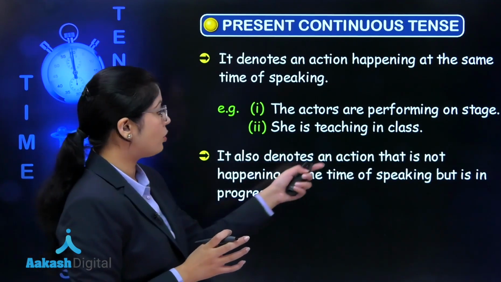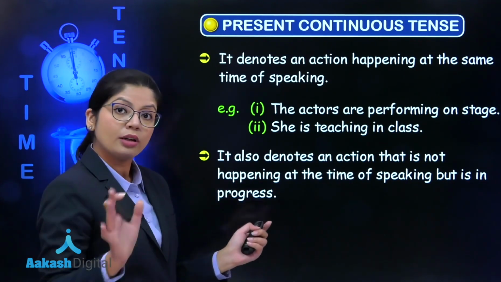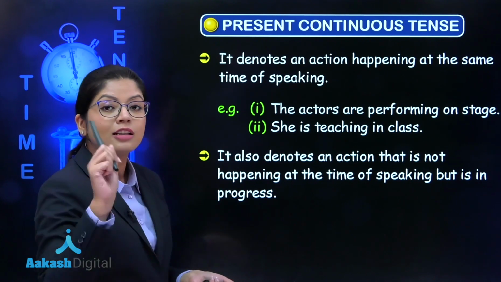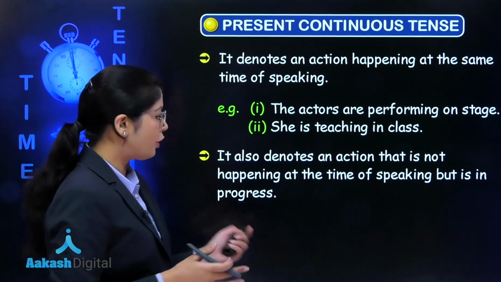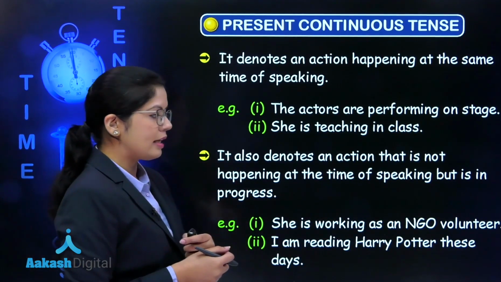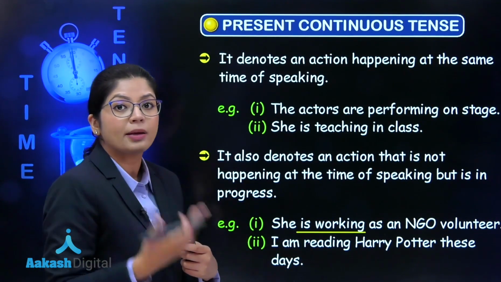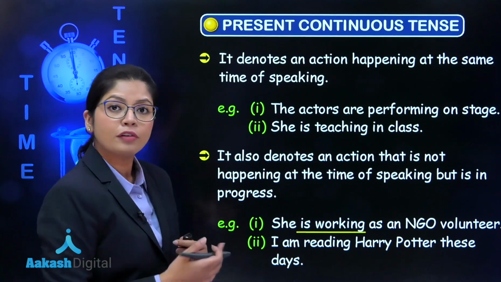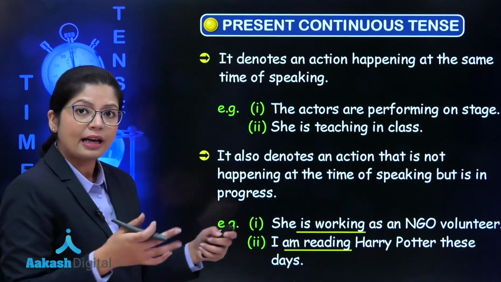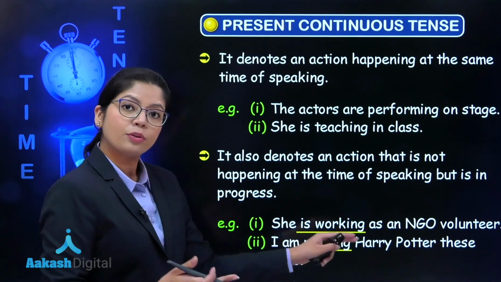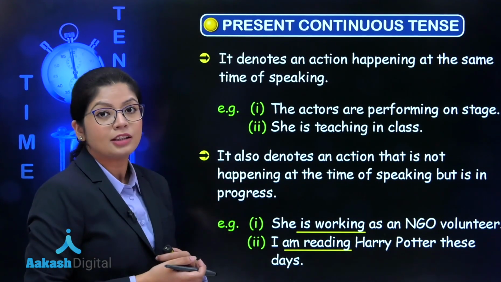For example, it denotes an action that is not happening at the same time of speaking but is in progress. You are aware of the progressive nature of the action, and that's why continuous form is also known as progressive form. For example, she is working as an NGO volunteer. Now, there is no defined timeline here. I am not doing this at the time of speaking, but it's in progress, and therefore we use present continuous. Similarly, I am reading Harry Potter these days. I'm reading the Harry Potter series, right? So because it's a progressive action, has been ongoing, the tense form that we use is present continuous.